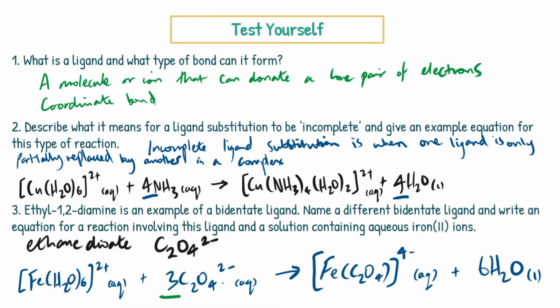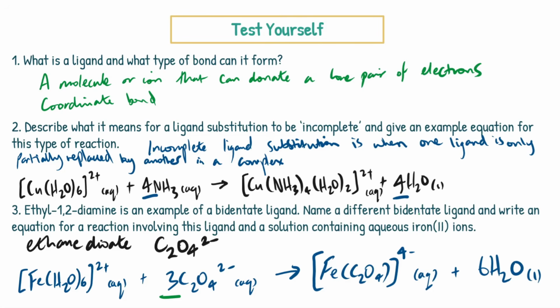Remember, we've got 3 moles of the ethanedioate reacting here because each one of these ligands forms 2 coordinate bonds. So 6 of these guys is replaced by 3 of these, but our coordination number does not change, okay? What does change is our charge, okay? 2+ and 3 lots of 2-, so 2 minus 6 is 4-, and that is our change in charge or oxidation state, whatever you want to call it, completely fine. And that is our example equation from this question.